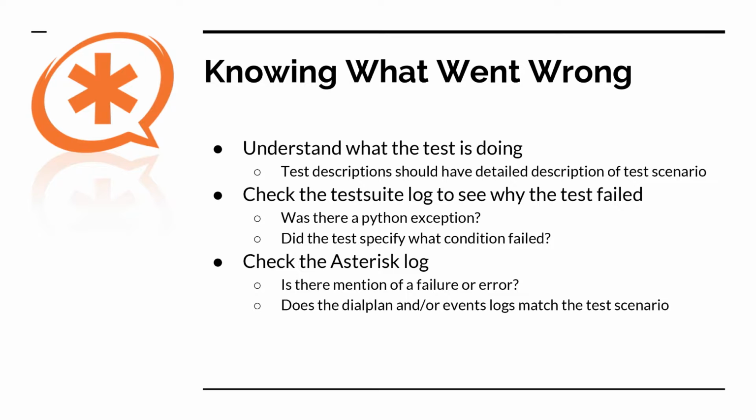You can check the test suite log file to see if there was something wrong with Python. Did the test actually tell you, hey, I expected to see this event and I didn't? Well, now you know why it failed the test. And then you can go into the Asterisk logs and look more in depth to find out what the sequence leading up to that was. Do we have any errors that came out of Asterisk, for example, that would explain why it didn't generate that event?